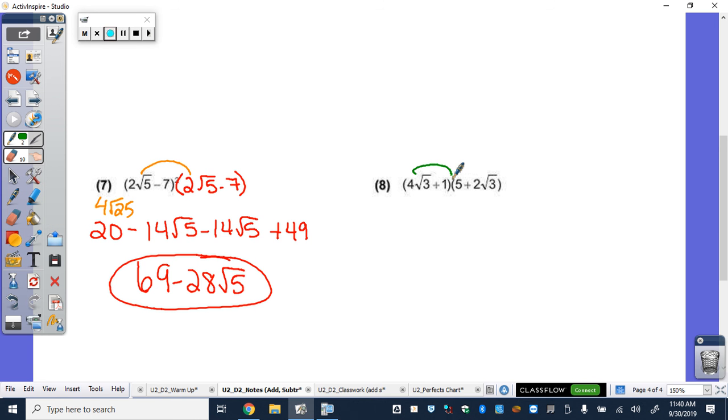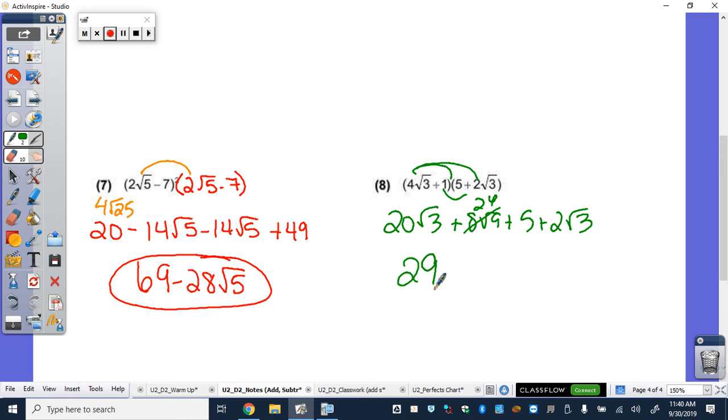And then our last one, 20 radical 3 plus 8 radical 9 plus 5 plus 2 radical 3. 29 plus 22 radical 3. So you should have gotten that for that last one.